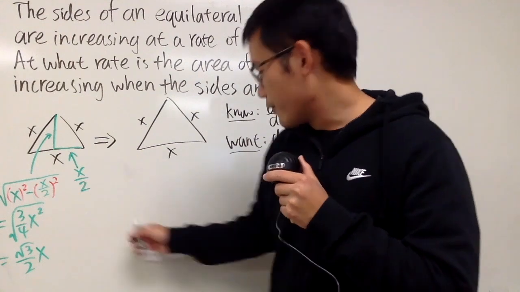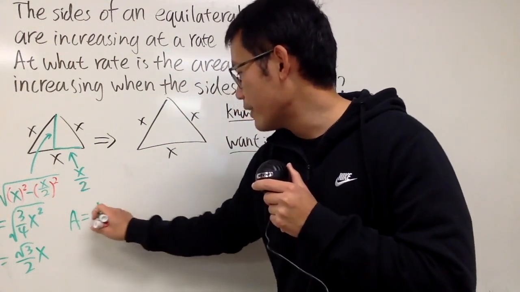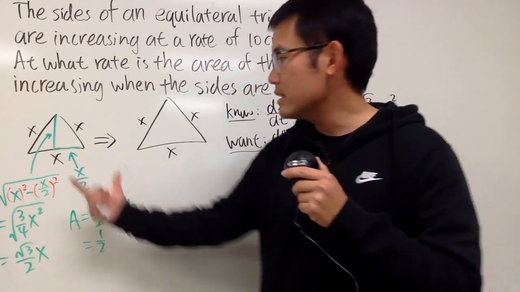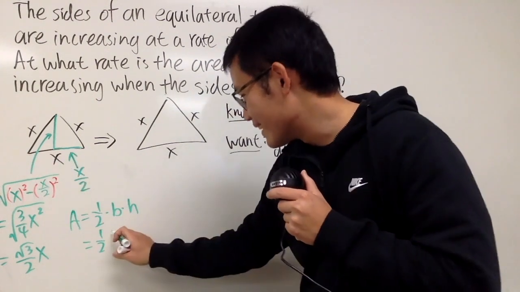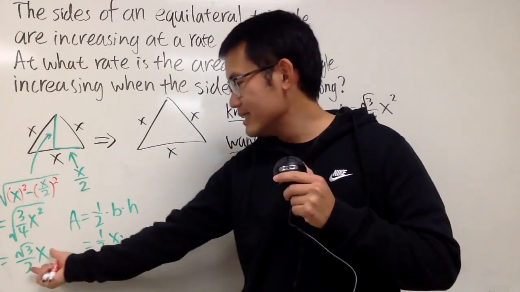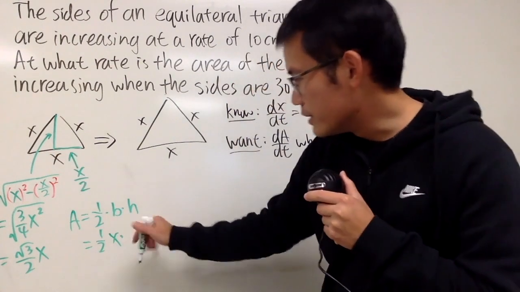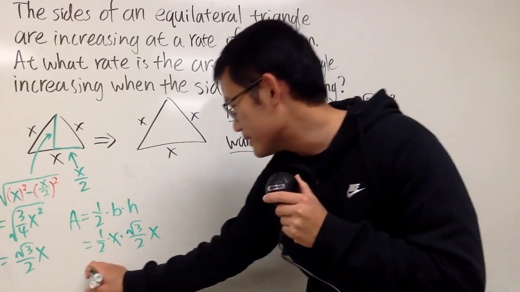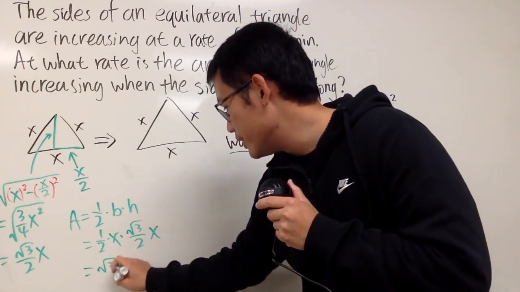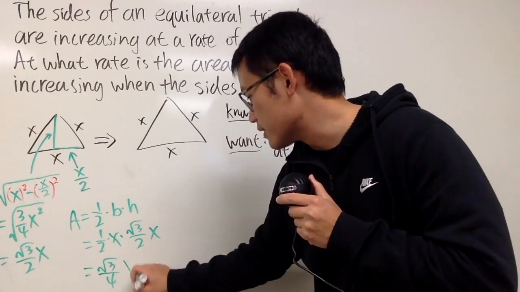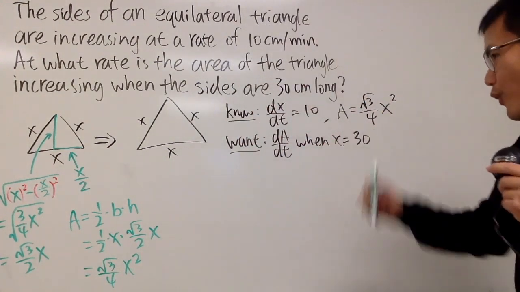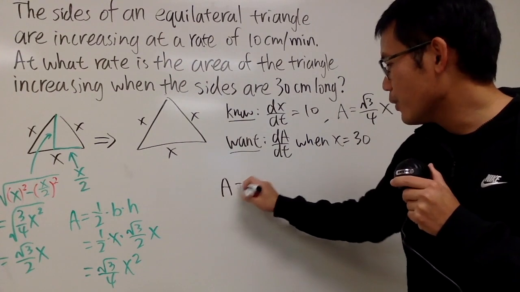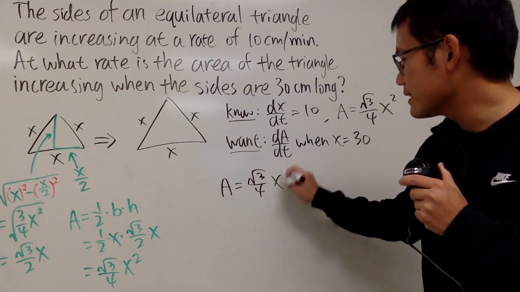Now, the area, of course, we need to get 1/2 times base times height. 1/2 is the 1/2. The base of the original triangle is x, right? So we have x. And the height is this. That's why we need to find that, which is square root of 3 over 2 times x, like this. We'll multiply this out. This times that is square root of 3, this times that is 4, and x times x is of course x squared. So that's the idea for that. Okay, with this being done, let me just write this down. A equals square root of 3 over 4 x squared, like this.